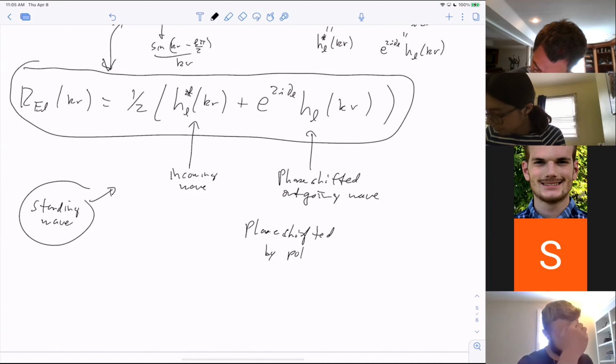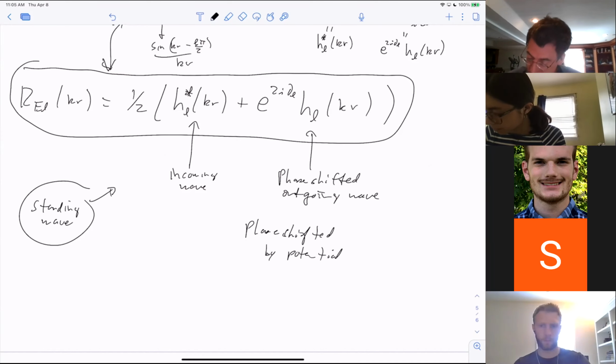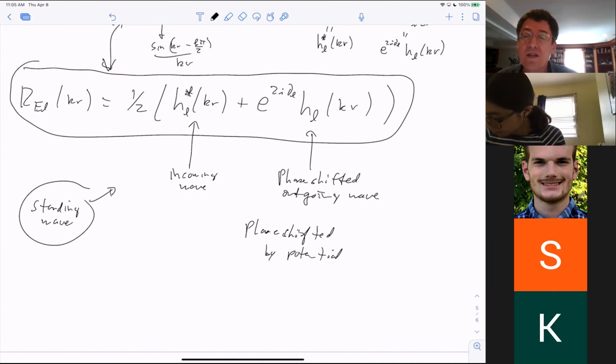And what we'll do next is show how that's really useful for figuring out the differential cross-section. That's what we'll do next.